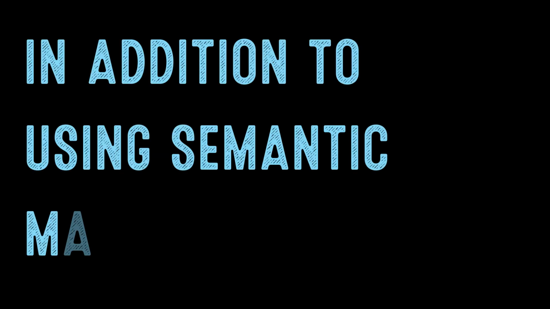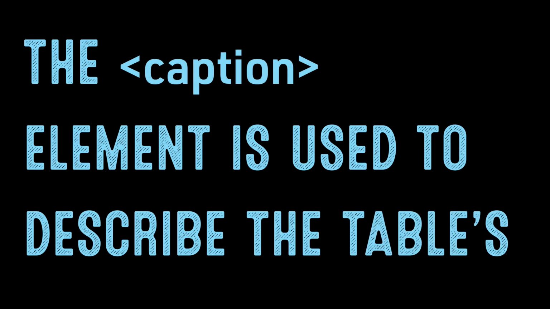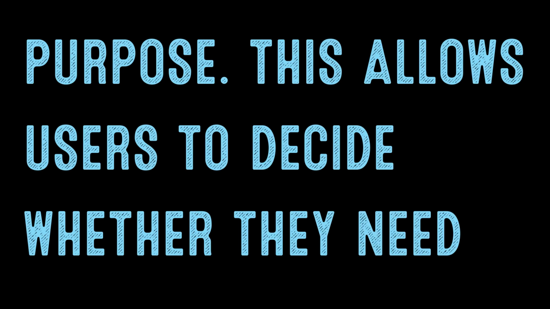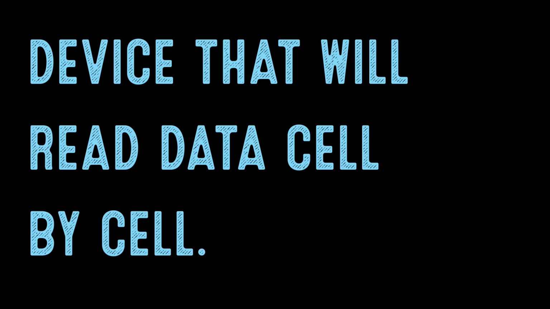The weekly code quiz. In addition to using semantic markup, we add the caption element. What is the caption element? The caption element is used to describe the table's purpose. This allows users to decide whether they need to read the rest of the table or if it can be skipped, especially if using an assistive device that will read data cell by cell.